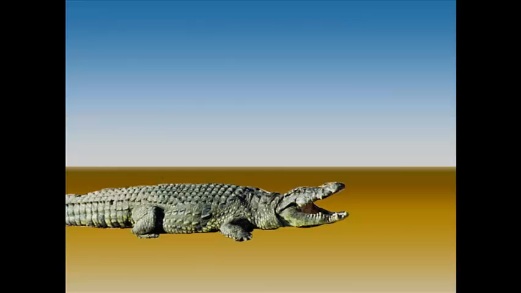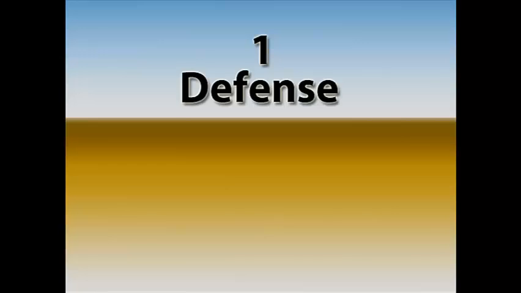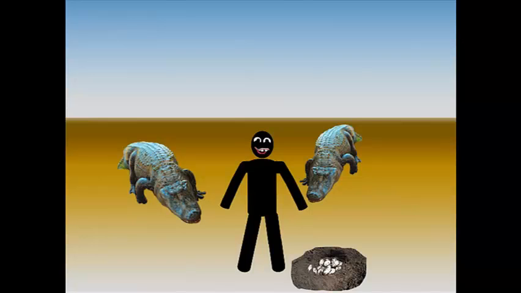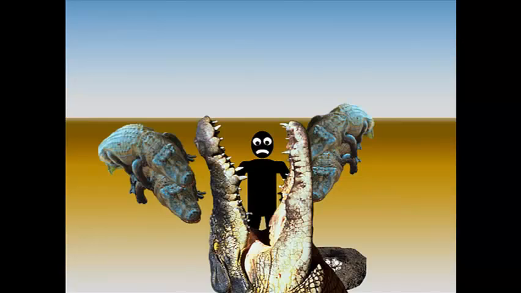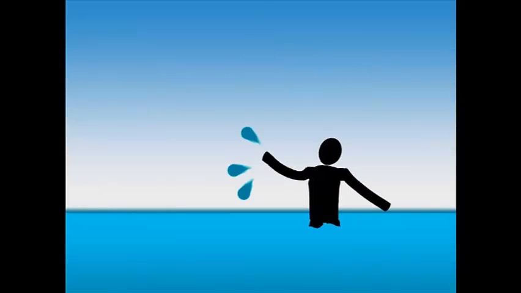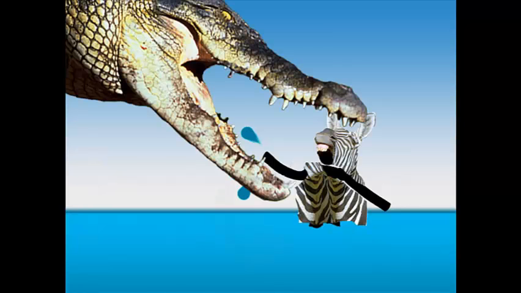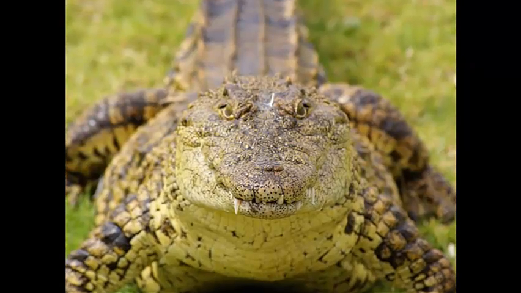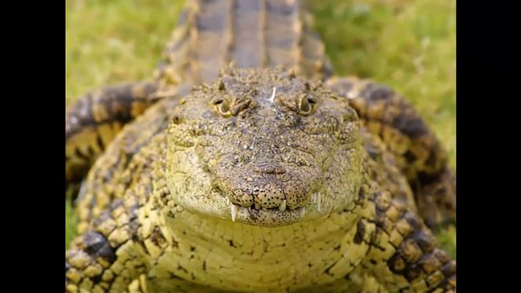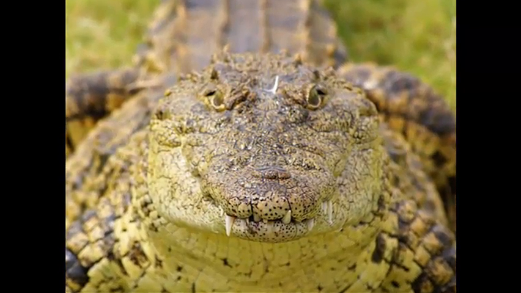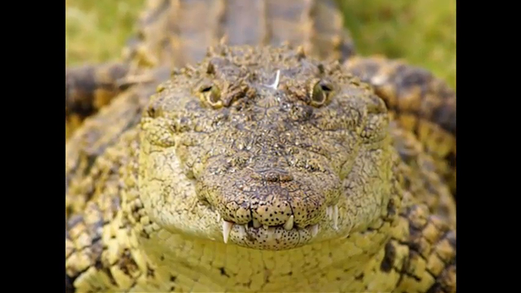There are several reasons a crocodile might attack a human. 1. Defense. If you're stupid enough to wander into a crocodile's territory and make it think you're about to mess with its nest, or happen to be nearby during breeding season, you're probably dead. 2. Accidental. Maybe your choice to splash around in the water wearing that zebra costume wasn't the best idea. 3. Bad attitude. Some crocodiles, on top of already being 99% pure Armageddon, are also blessed with a bit of a grumpy disposition and will attack anything that moves.